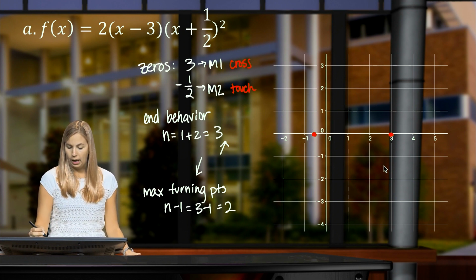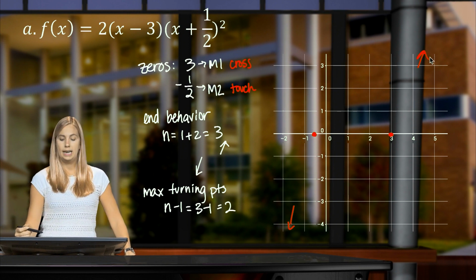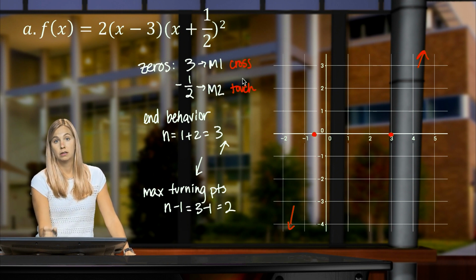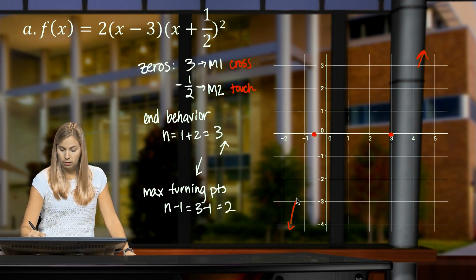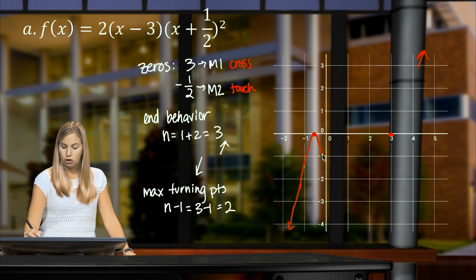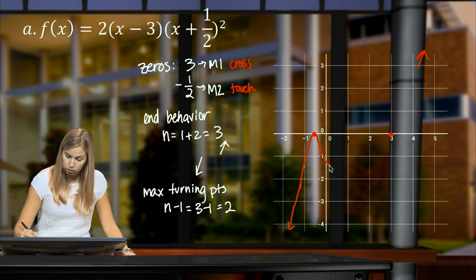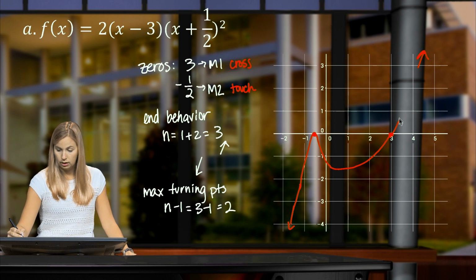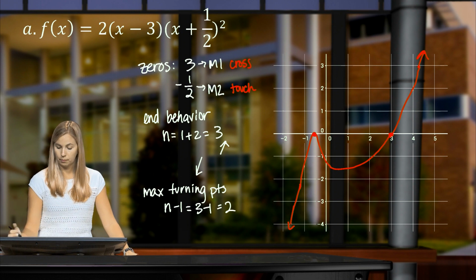And then I'm going to add on my end behavior. I know my end behavior has to go like this. So now I'm trying to connect my tails that go through those 2 points, but again, following the characteristics based on the multiplicity. So I'm going to come up here from my left tail. I get to negative 1/2, and I can only touch the x-axis. So I'm going to turn around and come back down. Well, now I need to get back through this point, so I'm just going to turn around again, go through the x-axis because I crossed the x-axis at 3, and that will allow me to connect to my right tail.